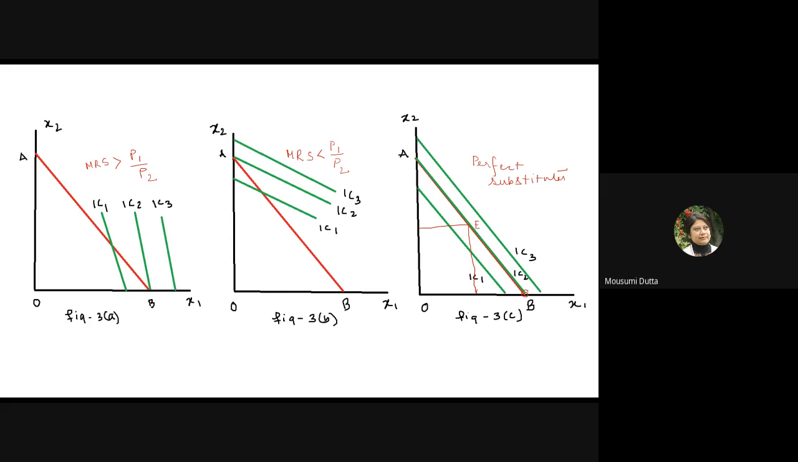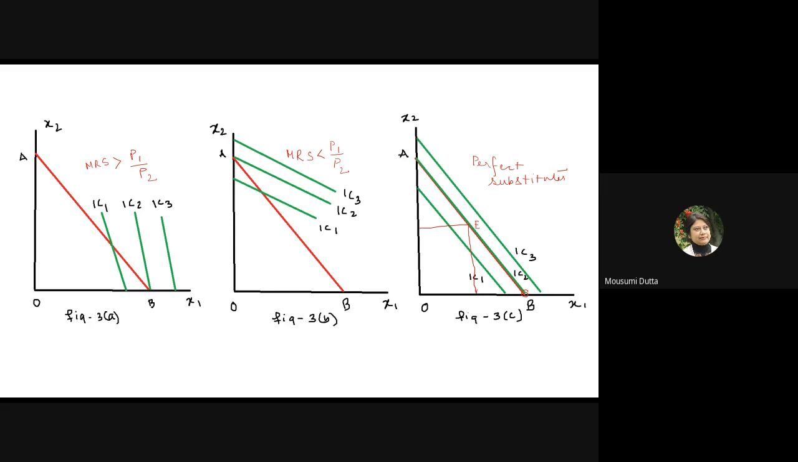In figure 3C, the consumer can consume either at A or at B, or at any point between A and B, for example, at E, capital E.